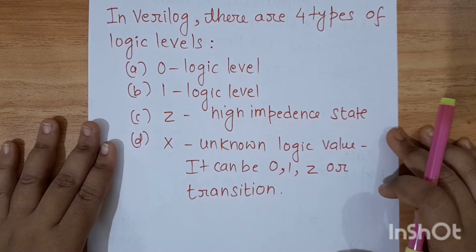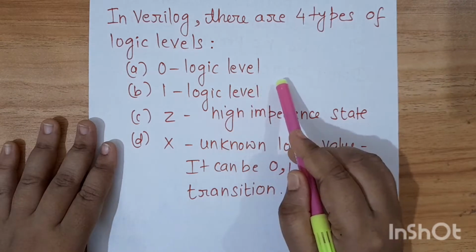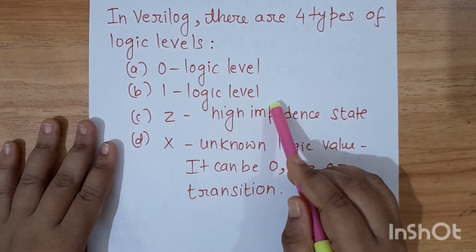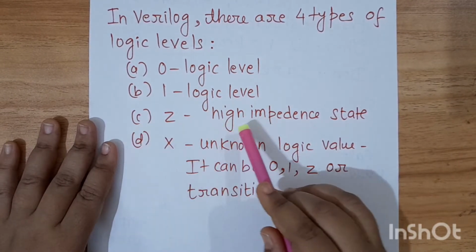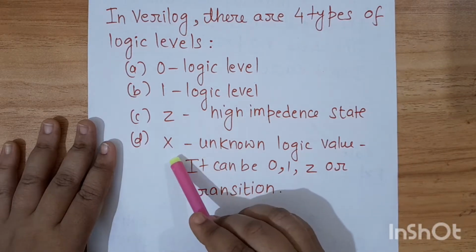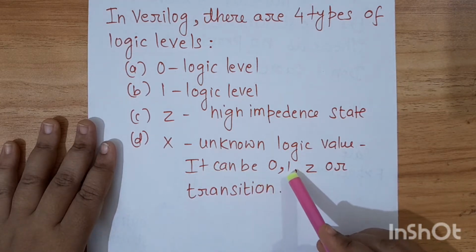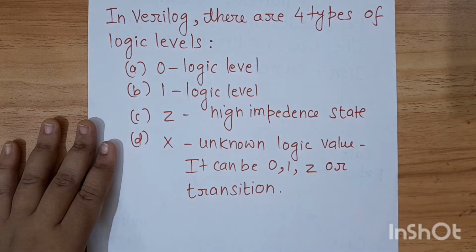Today I will discuss the case statement in Verilog and the casez statement in Verilog. Now in Verilog there are 4 types of logic levels. Number 1, 0 logic level; number 2, 1 logic level; number 3, Z, high impedance state logic level; number 4, X, unknown logic value. Unknown logic value means it can have the value of 0, 1, Z or transition.